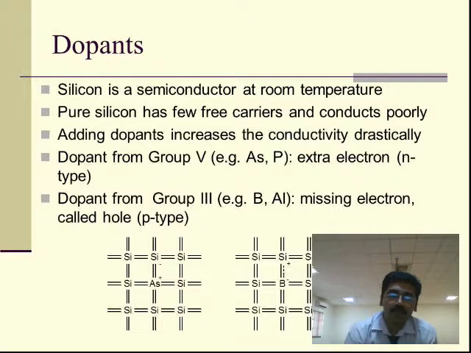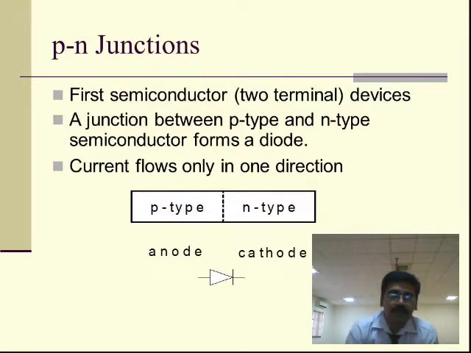If we want to form P-type material, we need to add to the silicon a group 3 element such as boron or aluminum. If we want to form N-type material, we need to combine the silicon with a group 5 element, which has an extra electron. Materials like arsenic and phosphorus are used to form N-type materials. When we combine P-type and N-type material, it forms a PN junction diode. The PN junction diode is the first semiconductor device which can be used as a switch.